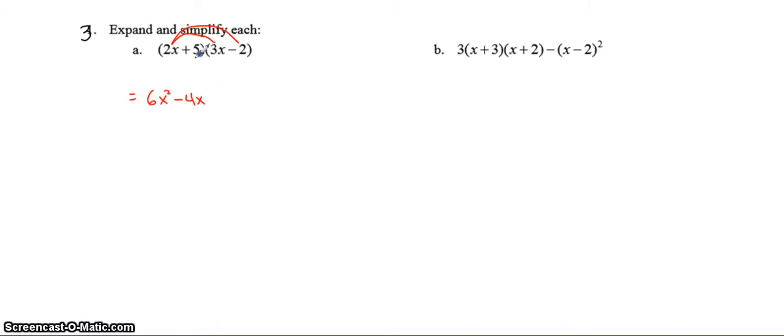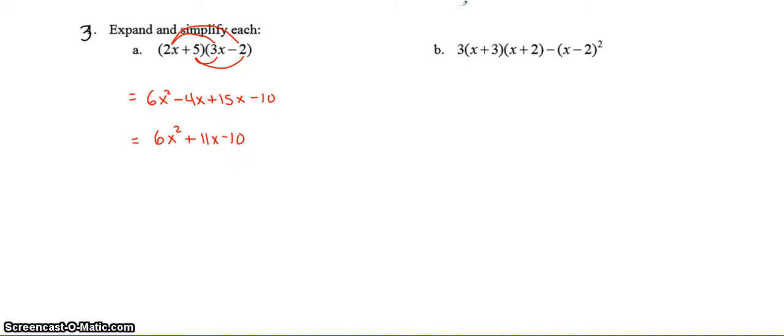The I part of FOIL means to multiply the inside terms. So 5 times 3x is 15x. And the L part of FOIL means to multiply the last terms together. 5 times negative 2 is negative 10. So what you're doing is you're taking each term in the first bracket and multiplying it by each term in the second bracket. When you collect like terms at the end, negative 4x plus 15x is 11x. There's no more like terms, so you are done.